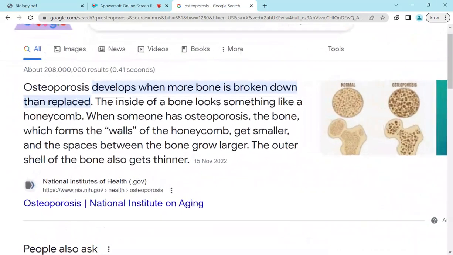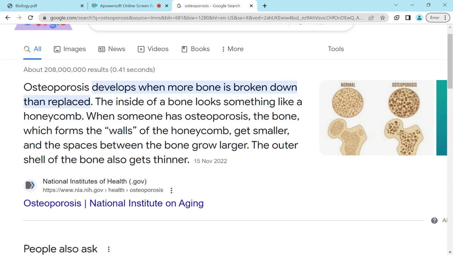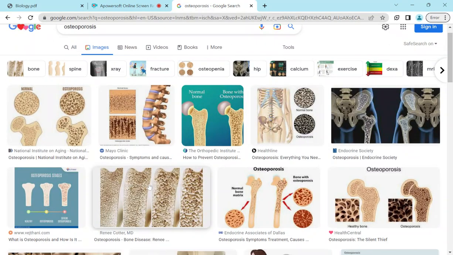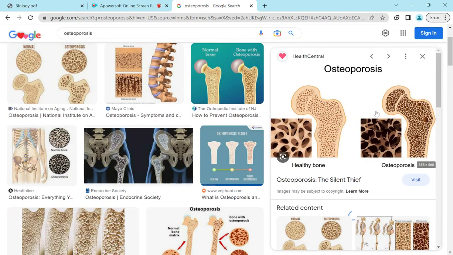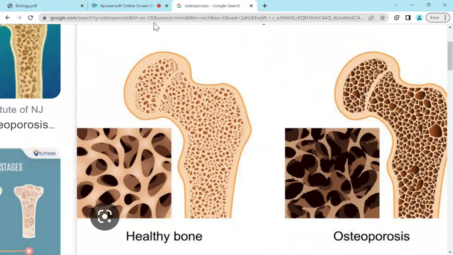Weird. Anyways, osteoporosis develops when more bone is broken down than replaced. The inside of a bone looks something like a honeycomb. When someone has osteoporosis, the bone which forms the walls of the honeycomb gets smaller and the spaces between the bones grow larger. This is such an accurate description. The outer shell of the bone also gets thinner. So they're saying the walls of your honeycomb get thinner. See, this is getting thinner, and the holes ultimately will get wider.